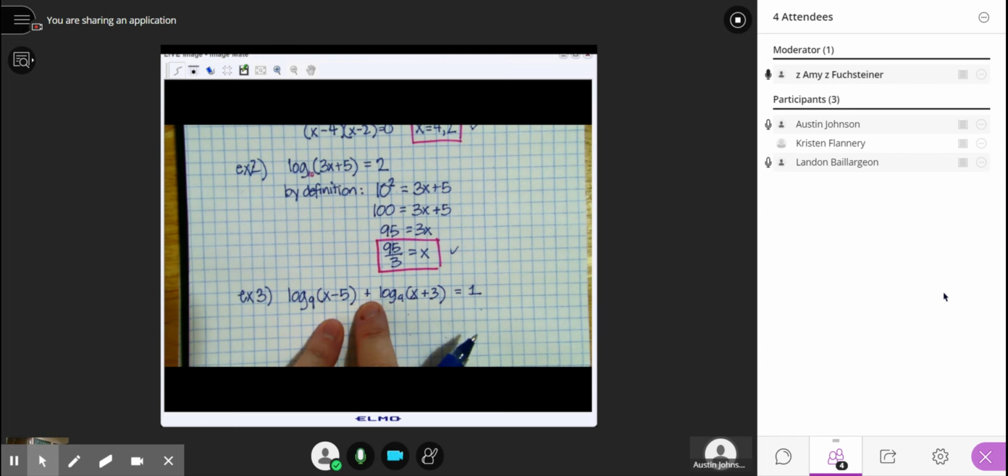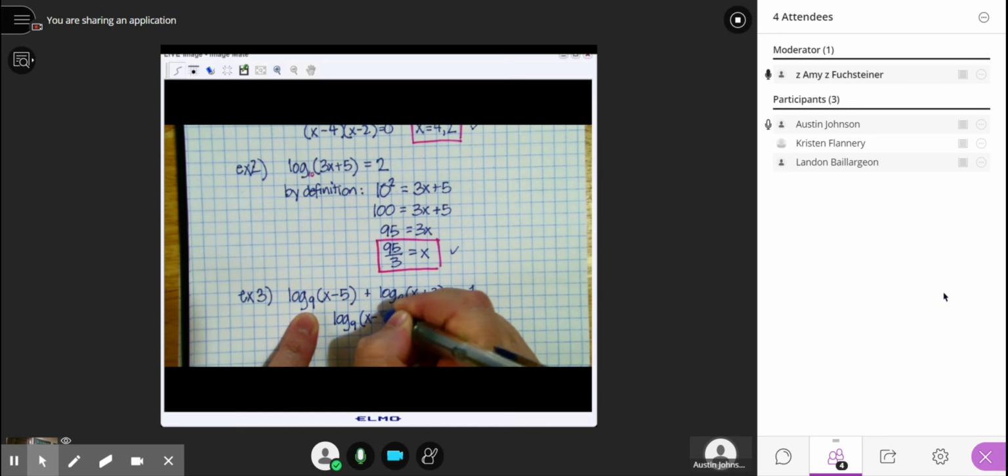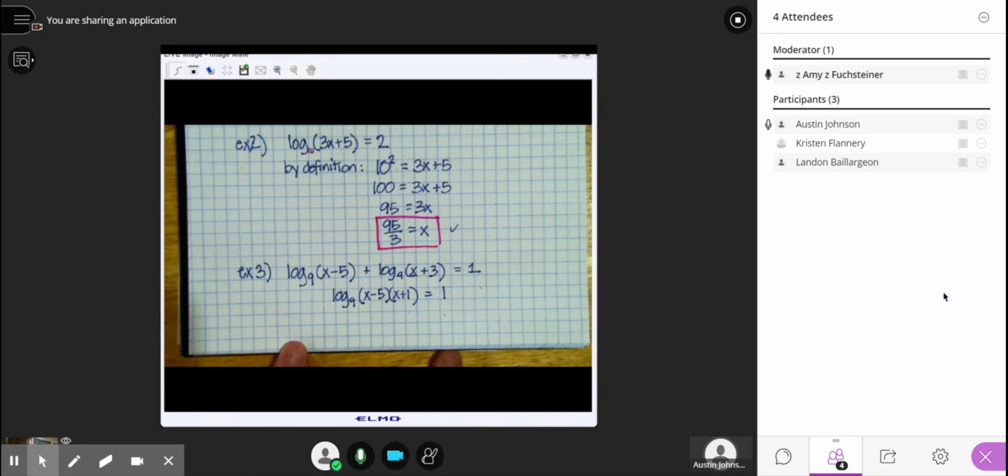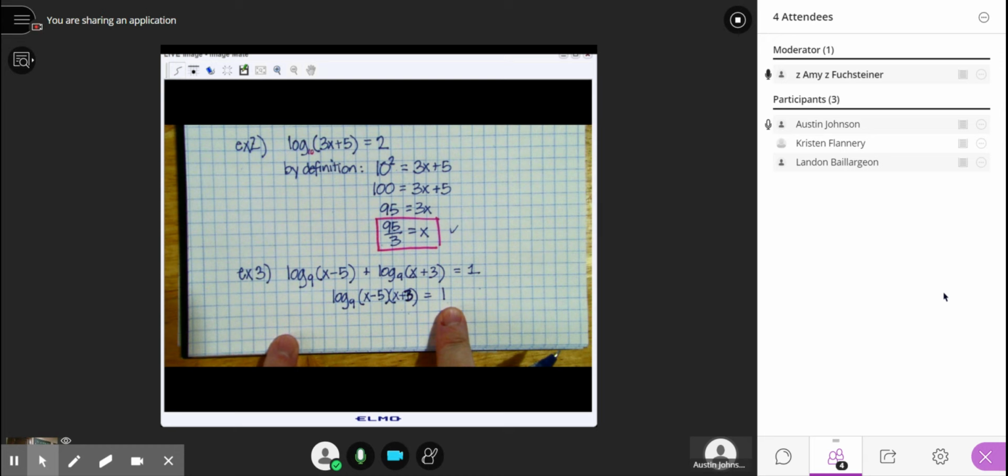These two are being added. They have the same base. So using my law of logs, I can do log base 9 of (x minus 5)(x plus 1) is equal to 1. I did mean x plus 3 is equal to 1.